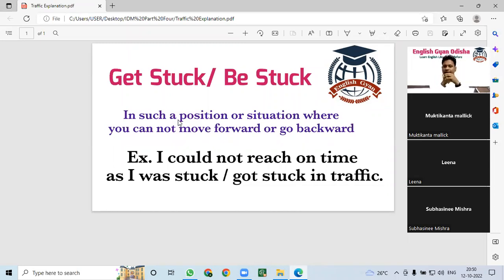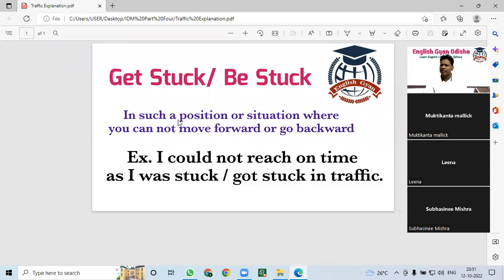First, try to understand. You can use stuck with get or with be. Be is a verb: is, am, are. We have already studied is, am, are, was, were, the be verbs. And get, got. Right? For the present tense, you can use get.